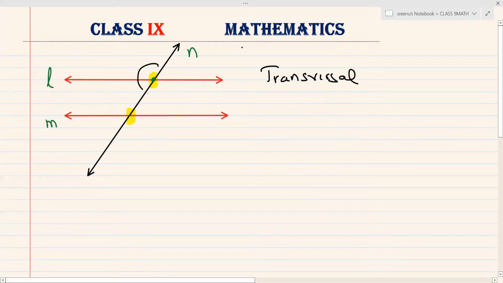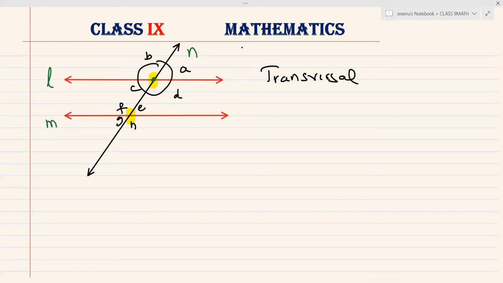Here obviously there are some angles A, B, C, D and E, F, G, H. So just think about it and tell me what these angles are. I'll be back in just 1 minute.